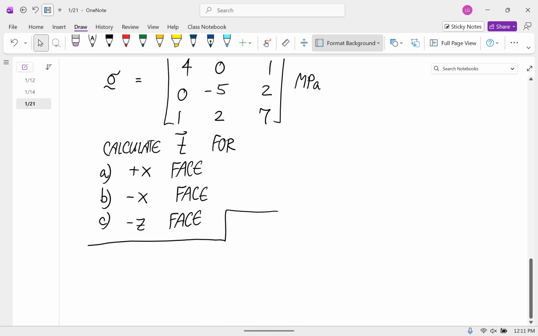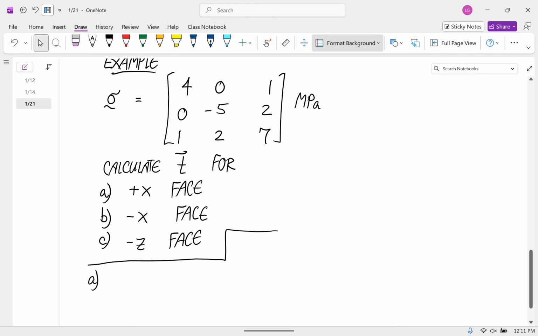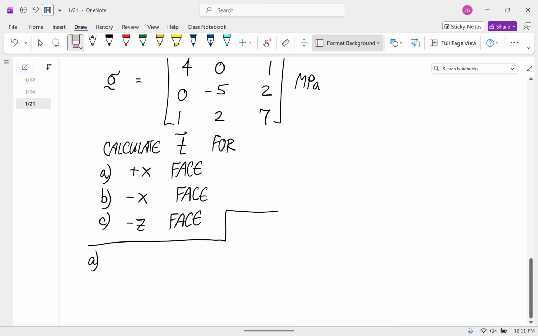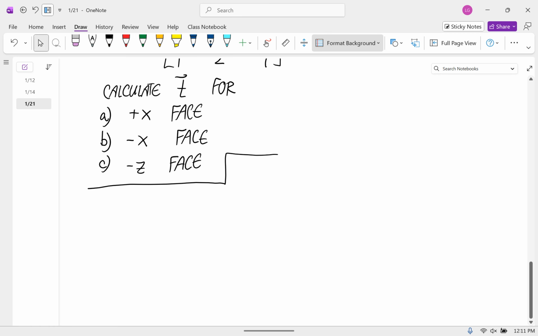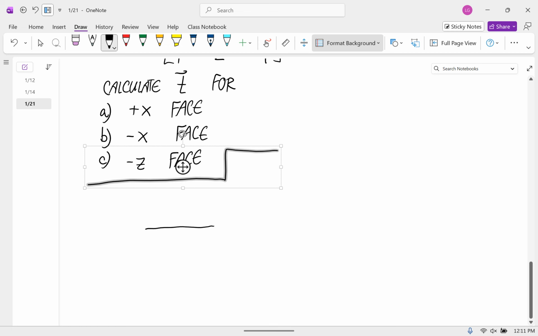Okay, so if we draw the stress, I guess before I start answering these, let's draw the stress cube that matches this so we can visualize stuff.